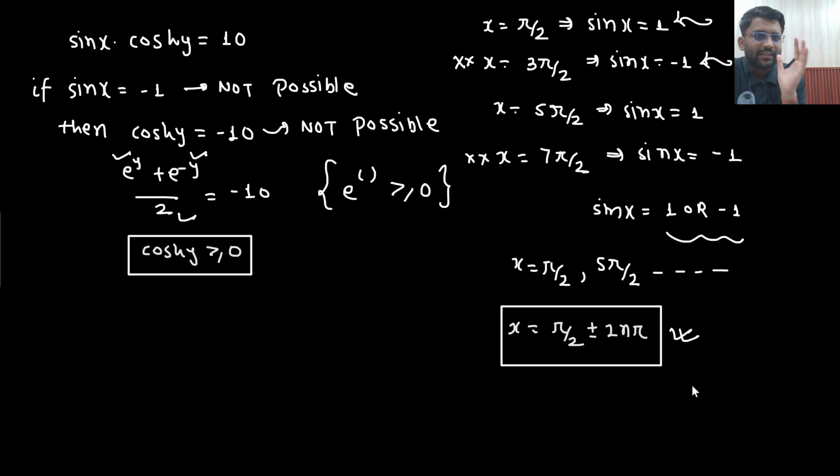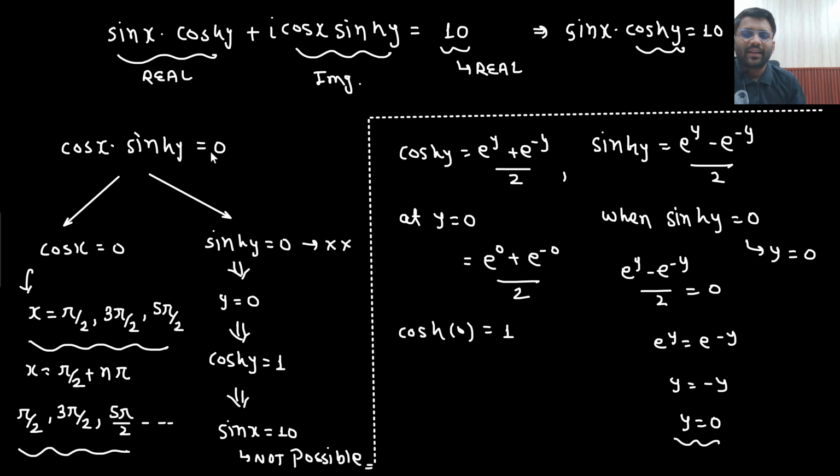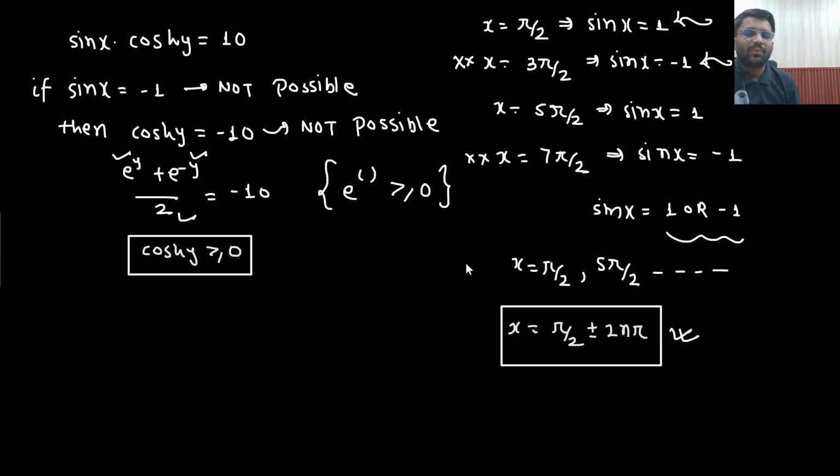Look, it's a very deep analysis. I hope you are able to understand it. Here we solved that sin hyperbolic y equals 0 is not possible. We got to know that cos x equals 0. So people will argue that x could be pi by 2, 3 pi by 2, 5 pi by 2. When I put 3 pi by 2, 7 pi by 2 here, cos hyperbolic y comes out to be minus 10, which is not possible. That means sin x could be 1 only.